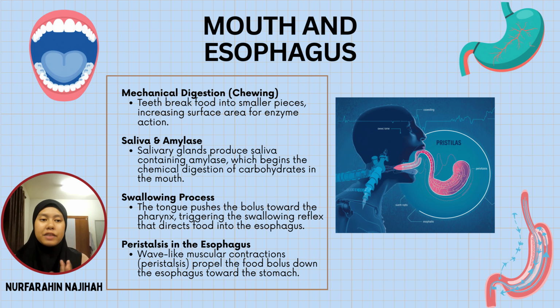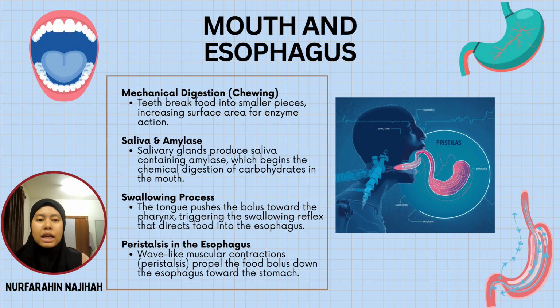So I will explain the first stage of digestion, which occurs in the mouth and esophagus. So digestion begins in the mouth through mechanical digestion, where the teeth chew food into smaller pieces. This increases the surface area of the food, making it easier for enzymes to act on it. Next, the salivary glands produce saliva containing an enzyme called amylase. Amylase starts the chemical digestion of carbohydrates by breaking down the starch into simpler sugar.